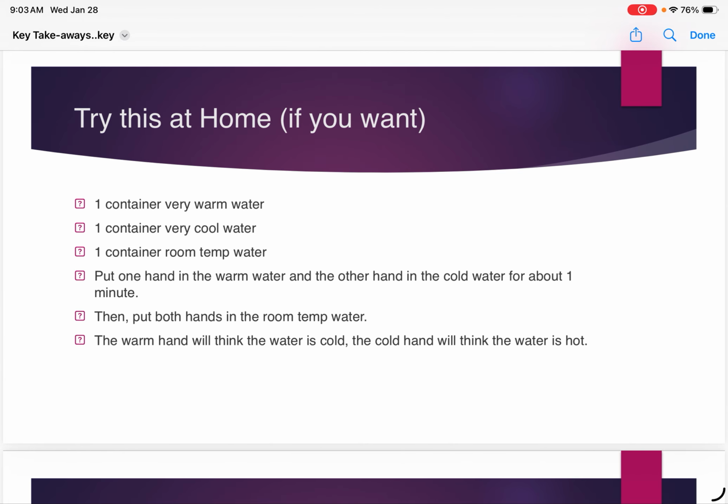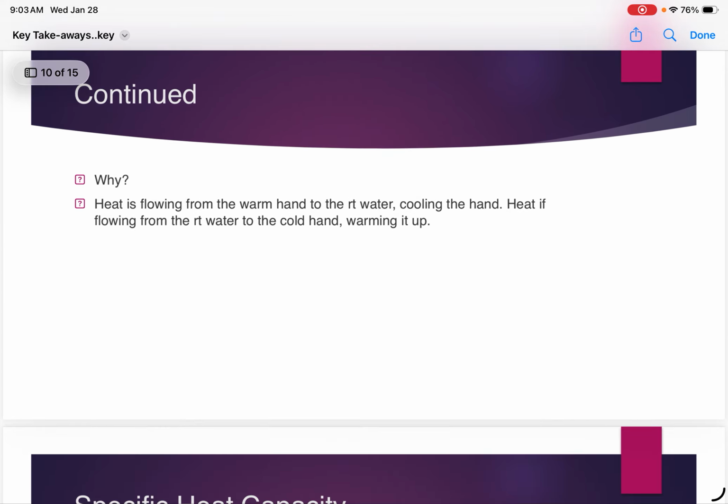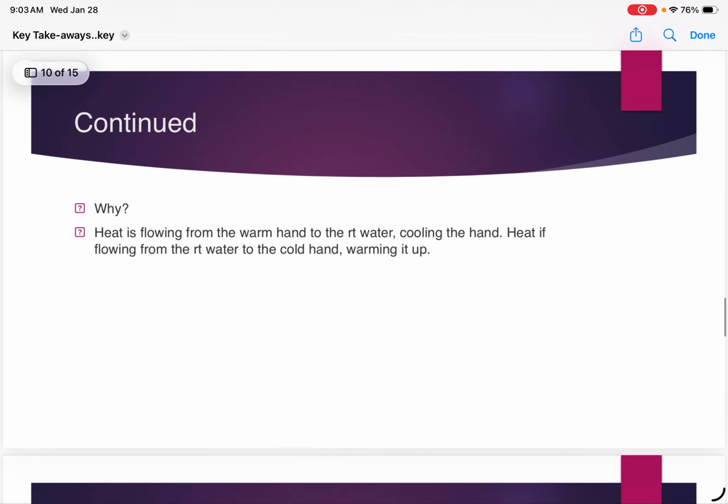A container of very warm water, a container of very cool water, and a container of room temperature water. Put one hand in the warm, one hand in the cold for about a minute, then put them both in the room temperature. Your warm hand will think the water's cold, the cold hand will think the water's hot. Why? Because heat is flowing from the warm hand to the water, cooling the hand. Heat is flowing from the room temperature water to the cold hand, warming it up. So you got both hands in the same water, and it feels different to the two different hands.